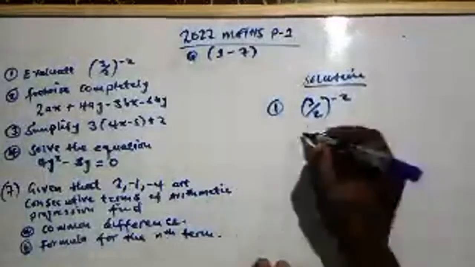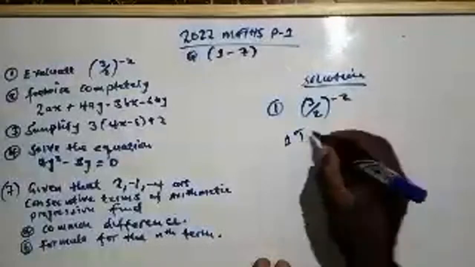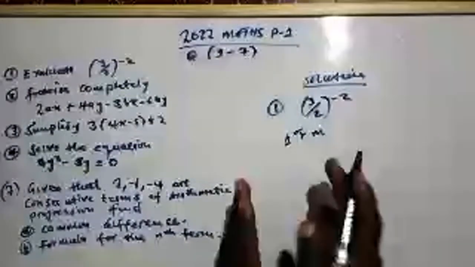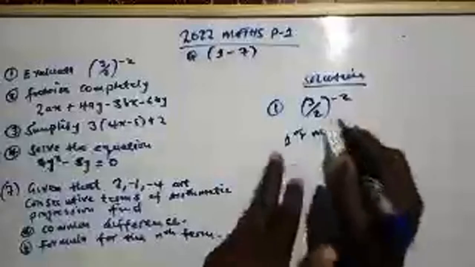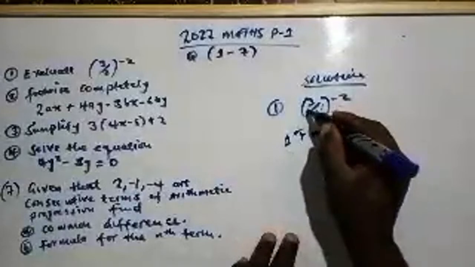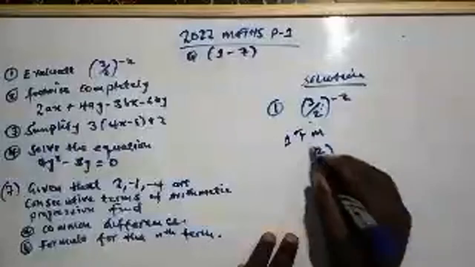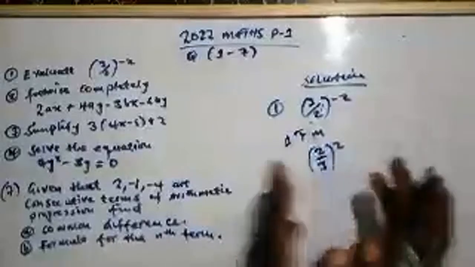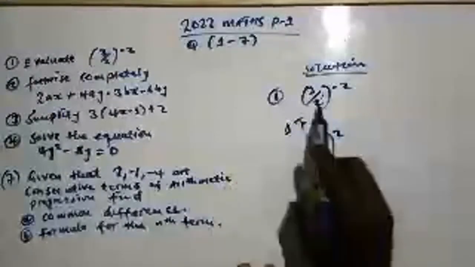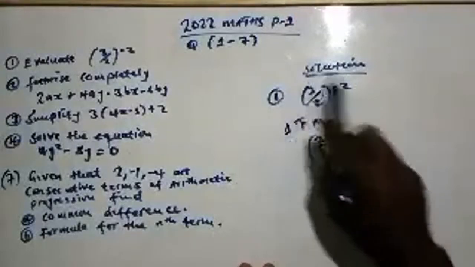The first method. We're going to see the easiest way is just swapping this number. The 2 will go on top, and the 3 will come down, in which it will be 2 over 3 the power 2. That's how we cancel this negative which we have by exchanging these numbers. The 2 which is down will go on top, and the 3 which is on top will come down.